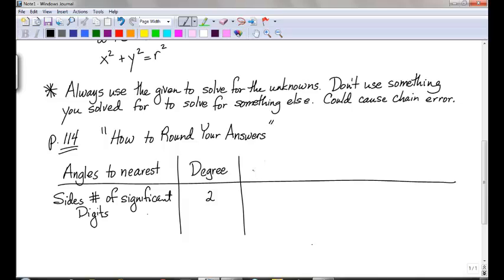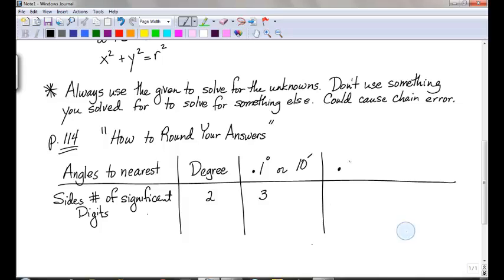If your angles are to the nearest tenth of a degree, so like if I gave you an angle 47.9, okay, then you're going to round to 3 significant digits. So it's nearest tenth of a degree or nearest 10 minutes. So if I gave you an angle like 28 degrees, 50 minutes, then you know the sides have to have 3 significant digits when you round them.